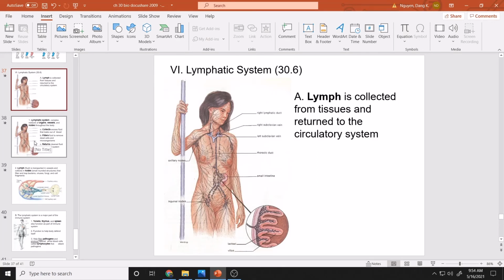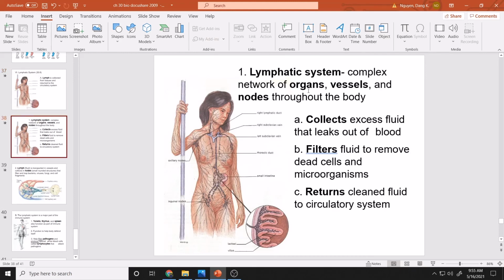And a really minor piece, which is often overlooked in the circulatory system, is your lymphatic system, which I would describe as something that bridges the gap between your circulatory system and your immune system. So lymph is fluid that's collected from tissues, and it's returned to the circulatory system. So your lymphatic system is just a network of organs and vessels and nodes that are in your body. Here are some examples. You have nodes in your armpits, and then underneath your chin in your throat area.